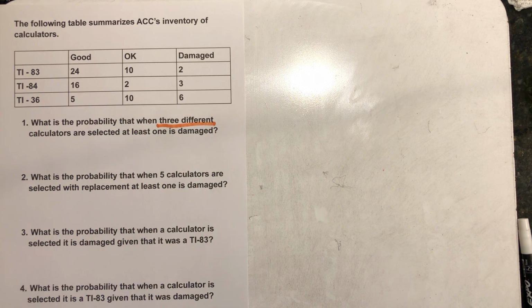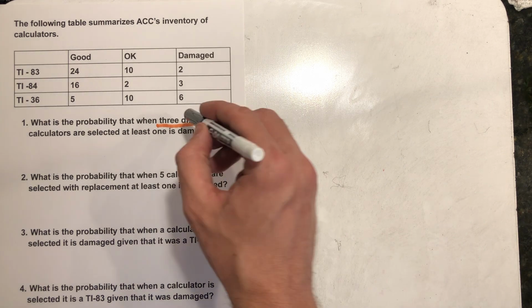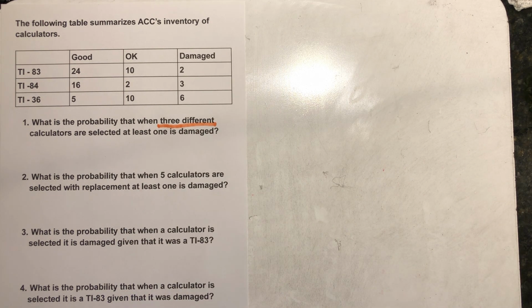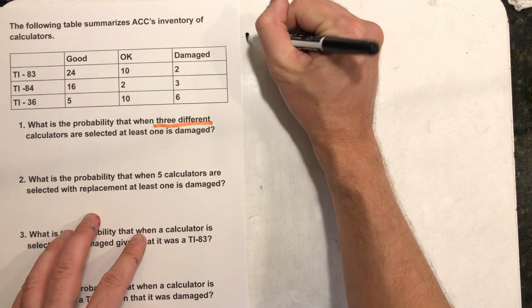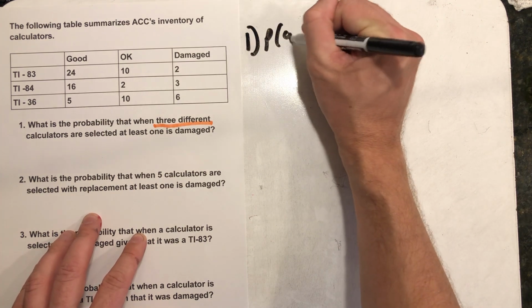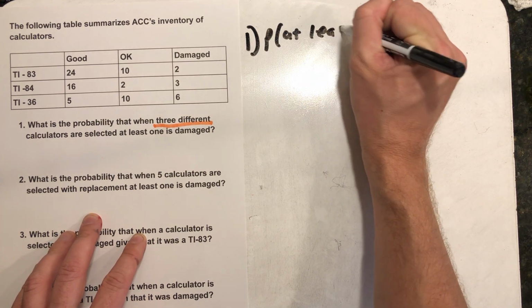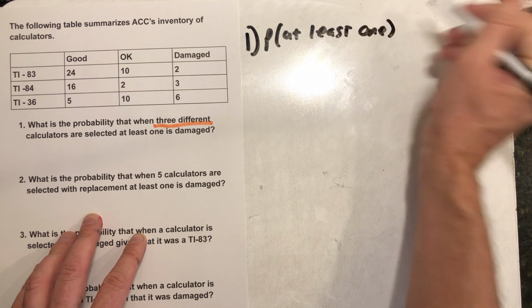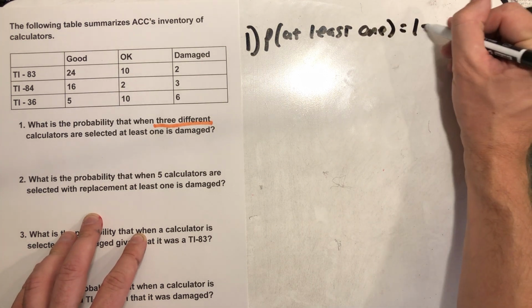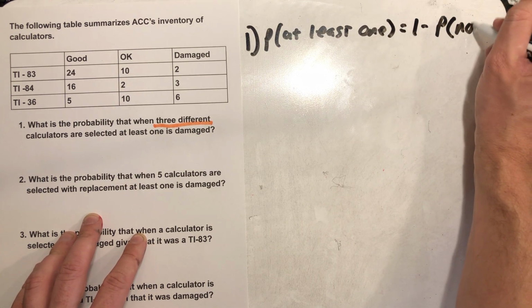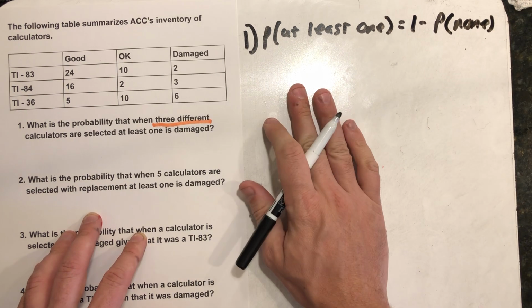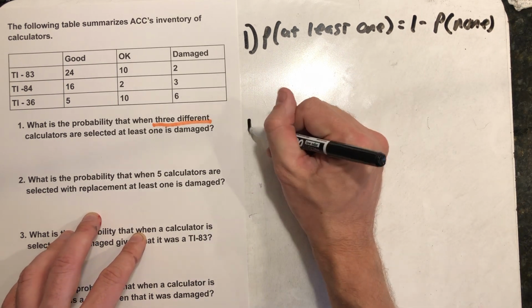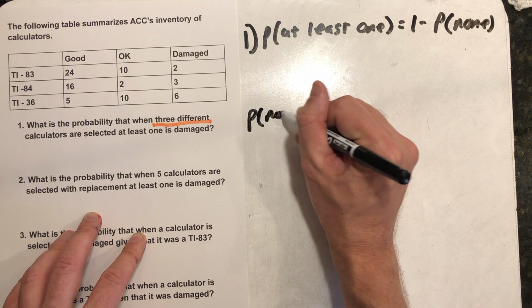It means I'm making three selections without replacement. That's the only way I can guarantee getting different calculators. And since this is phrased as an at least one, I'm going to remember that the probability of an at least one is always 1 minus the probability of none. So I'm going to start by finding the probability that none are damaged on those three draws.